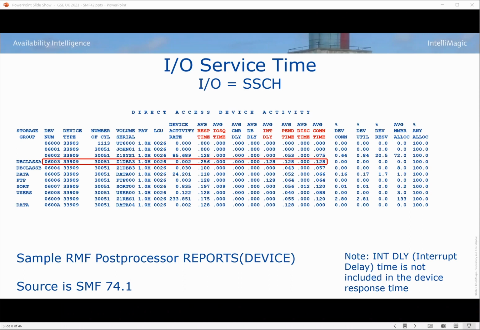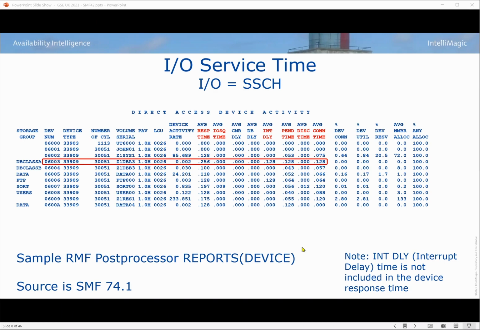Now, one important thing to remember is the IO count that we're looking at here, which is in the device activity rate, refers to start subchannels. And we'll see why that's important to distinguish between what we're looking at here in the IO count and in some of the other reports. You can see highlighted in red the response time and then some of the components of response time, like IOS queuing, pending, disconnect, etc. I'll explain those in a little bit more detail in a second.